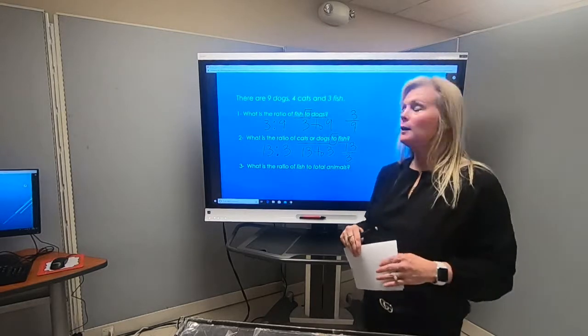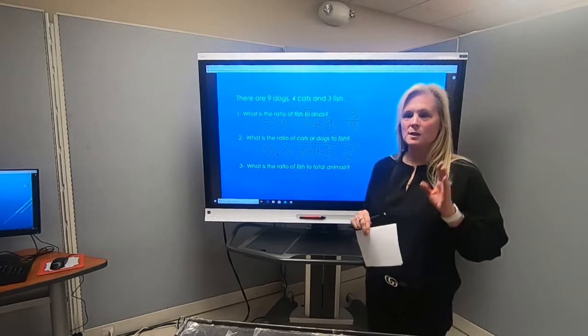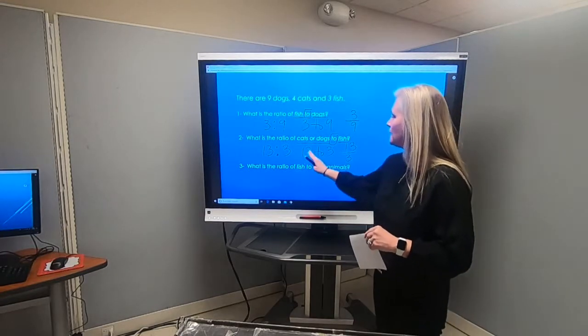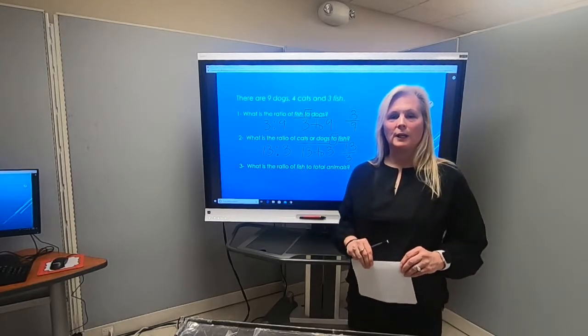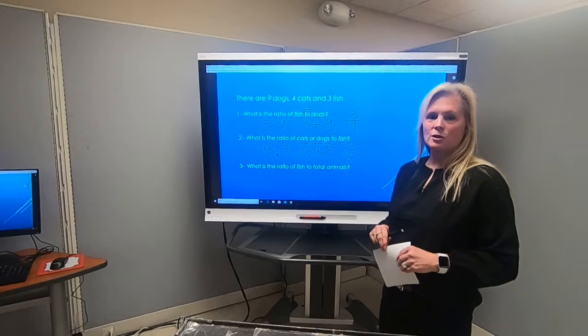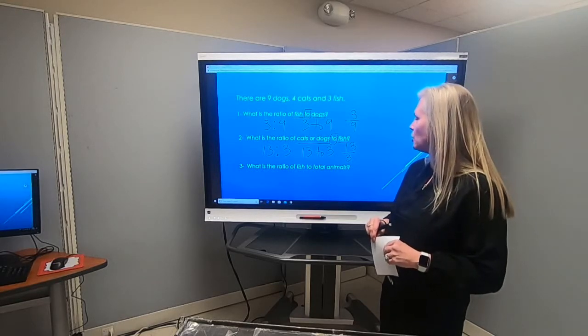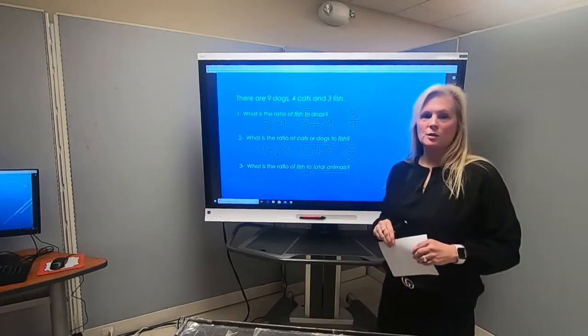Now, is it okay to have a top number larger than the bottom in ratios? Absolutely. It is fine for that. Okay. Now, I can't simplify this one because there's not a number that would go into 13 and 3 evenly, so we must leave that one 13 to 3. And the last question for this example says, what is the ratio of fish to total animals?